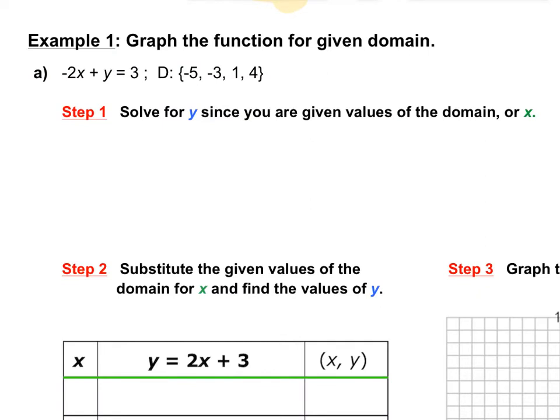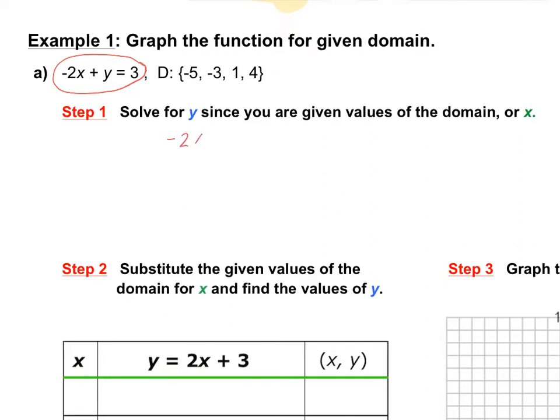Okay, so it's to graph the function for the given domain. Remember, domain are x values, so this is my first x value, and then we'll have another x value after that. So the domain are the x values. What we're going to do with those first is isolate y. We're going to get y by itself in this equation, and then we're going to plug in the x value. So step 1, solve for y.